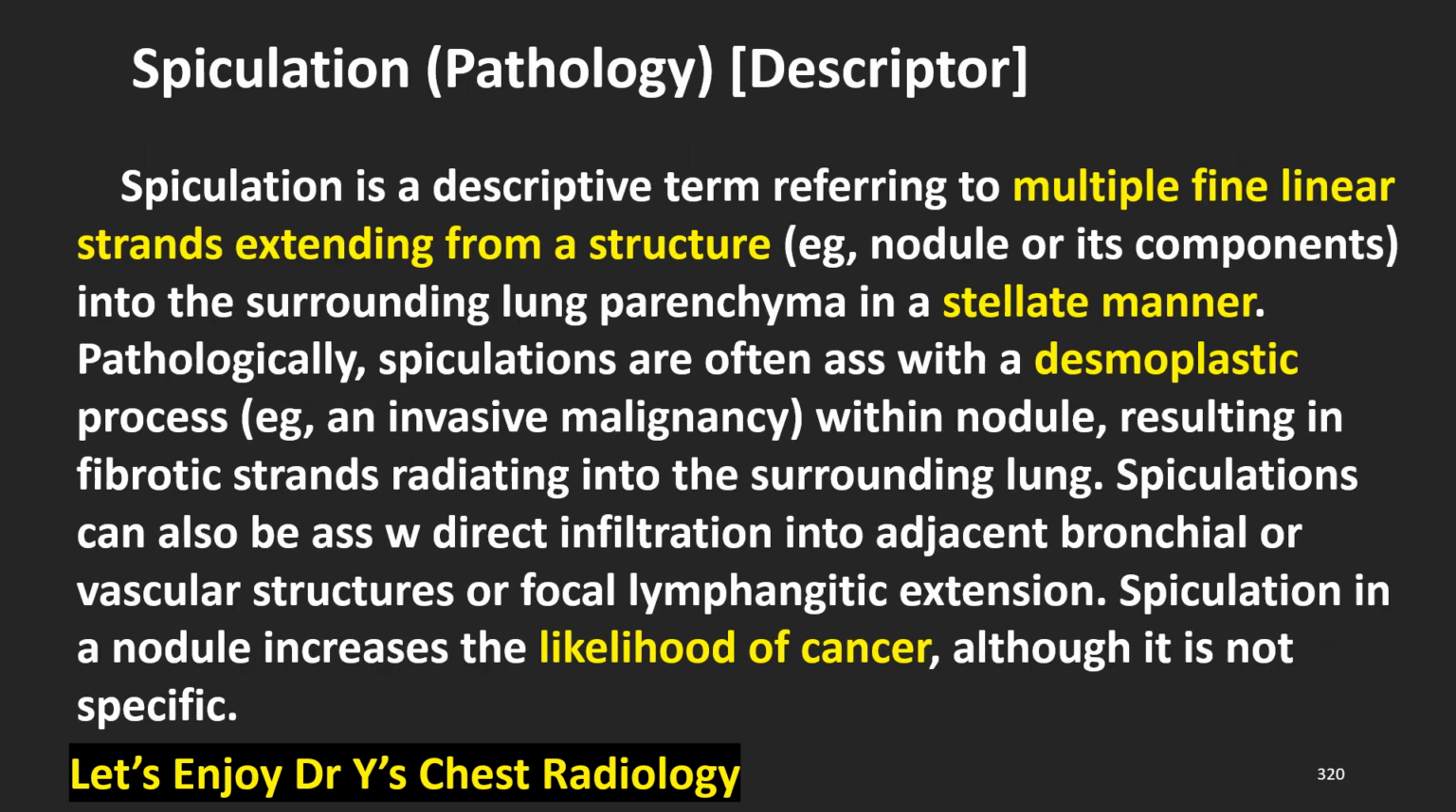Spiculation, pathology, descriptor. Spiculation is a descriptive term referring to multiple fine linear strands extending from a structure, for example, a nodule or its component, into the surrounding lung parenchyma in a stellate manner. Pathologically, spiculations are often associated with a desmoplastic process, for example, an invasive malignancy within a nodule, resulting in fibrotic strands radiating into the surrounding lung. Spiculations can also be associated with direct infiltration into adjacent bronchial or vascular structures or focal lymphangitic extension. Spiculation in a nodule increases the likelihood of cancer, although it is not specific.